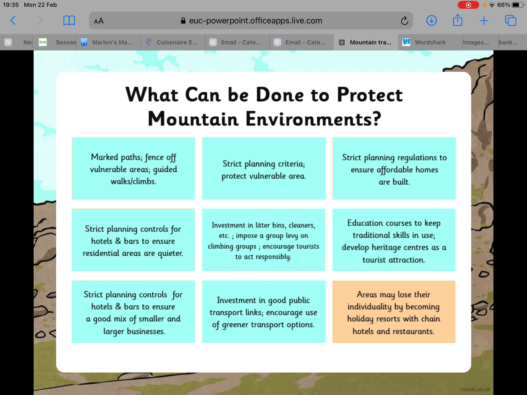Areas may lose their individuality by becoming holiday resorts with chain hotels and restaurants. So that means those massive big companies that you go to, so they just become like anywhere else in the world. It doesn't look any different because it's a huge international chain that you could get anywhere, like McDonald's or Starbucks. And actually when you go to an area, you want to see their local attractions. So make sure that, again, there's strict planning controls to ensure that there is a good mix of smaller and larger businesses.